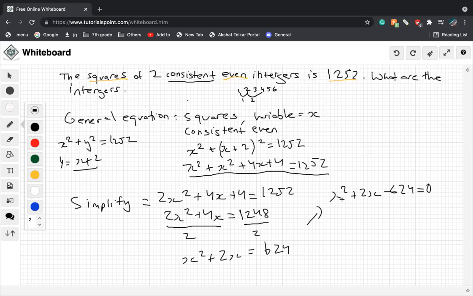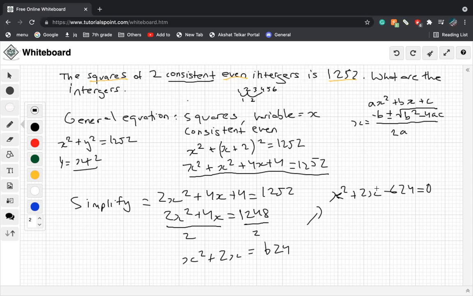Now the step you can use is obviously the quadratic formula. If you don't know what the quadratic formula is, I will put a little side here. This is an equation that must be memorized. If ax squared plus bx plus c equals 0, the value of x would be negative b plus or minus the square root of the discriminant. Everyone should know what the discriminant is: it tells you how many solutions there are. The discriminant is always b squared minus 4ac, and then this entire value is divided by 2a, right? So you can use that.